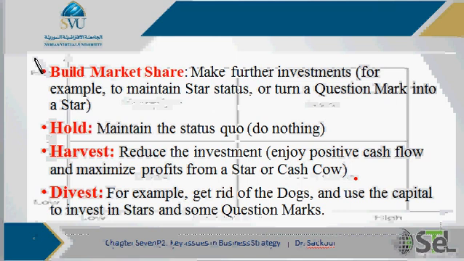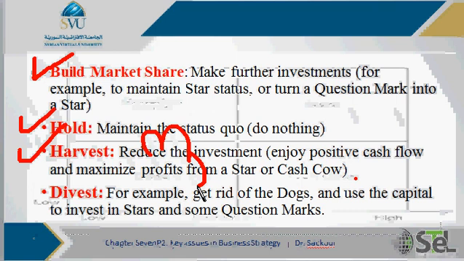So, build market share in the first quadrant. Hold: do nothing. Here we have four strategies, and you have to choose one of them. It depends which quadrant you are in. Harvest: it can be in the maturity stage. Divest: it's the dog stage. Good? Understood, guys? Easy one.